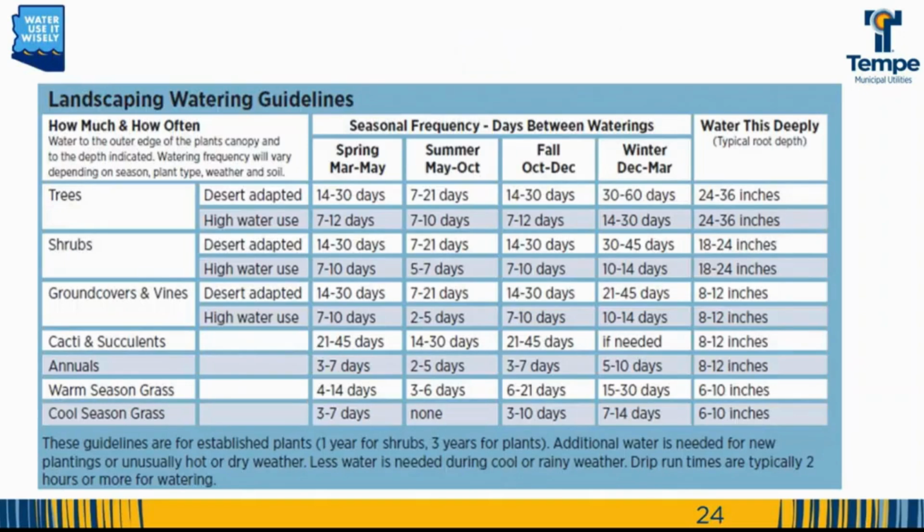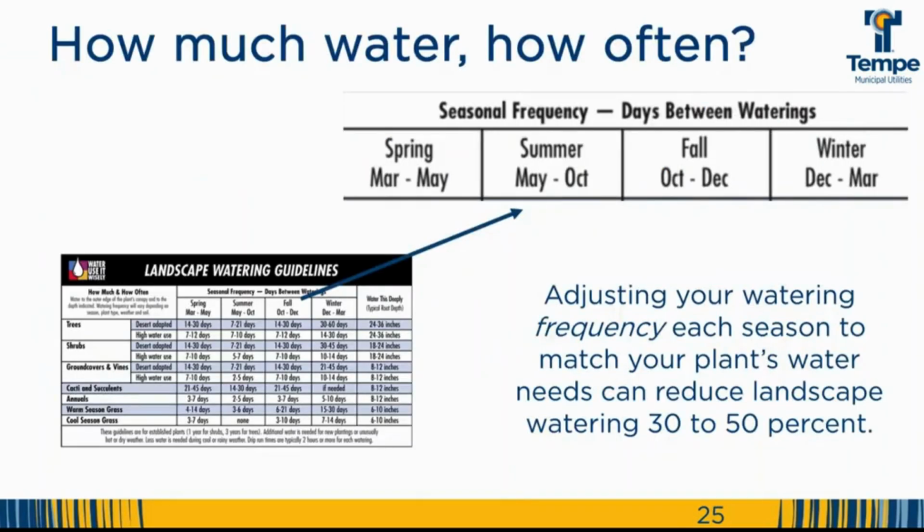I also want to mention the landscape watering guidelines. This is something we go into depth again in that other presentation. This is how often and how much to water different types of plants, whether they're native, desert adapted or high water use plants. But the bottom line that I want to emphasize, the key takeaway is that changing the frequency of watering your plants will save water, potentially can reduce 30 to 50% if you just make a commitment to change that frequency once every season or 4 times per year.